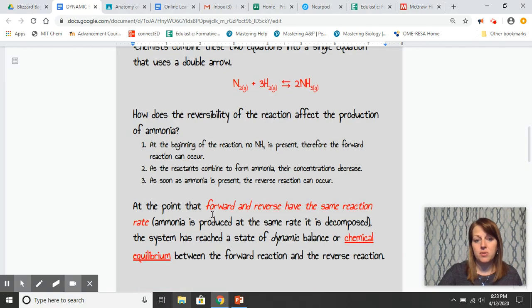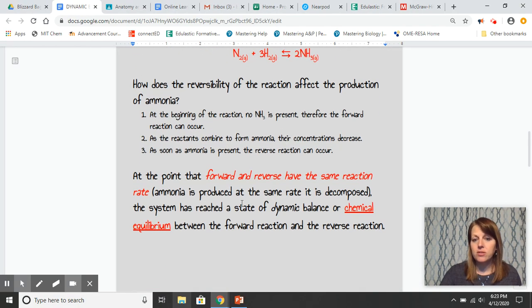This is important. At the point that the forward and reverse reactions have the same reaction rate, meaning the ammonia is produced at the same rate it's being decomposed, then you have reached this state of dynamic balance, or chemical equilibrium, between forward and reverse. It's like the game of tug of war, where if the rope is not moving, that doesn't mean that the teams have stopped pulling. They're just pulling at the same level of force. The same amount of force is being pulled on the rope at the same time. So this is kind of the same thing. It is the same reaction rate happening at the same time. We find ourselves in chemical equilibrium.